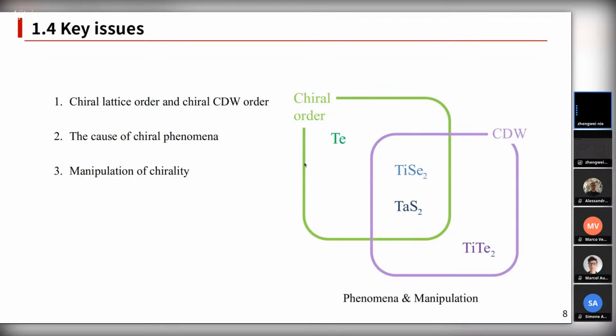I will study their chiral lattice order and chiral charge density wave order, their chiral phenomena and their chirality manipulations. In addition, I will also introduce a bit about TiTe2. It's not related to the chiral order, but it is a charge density wave material.